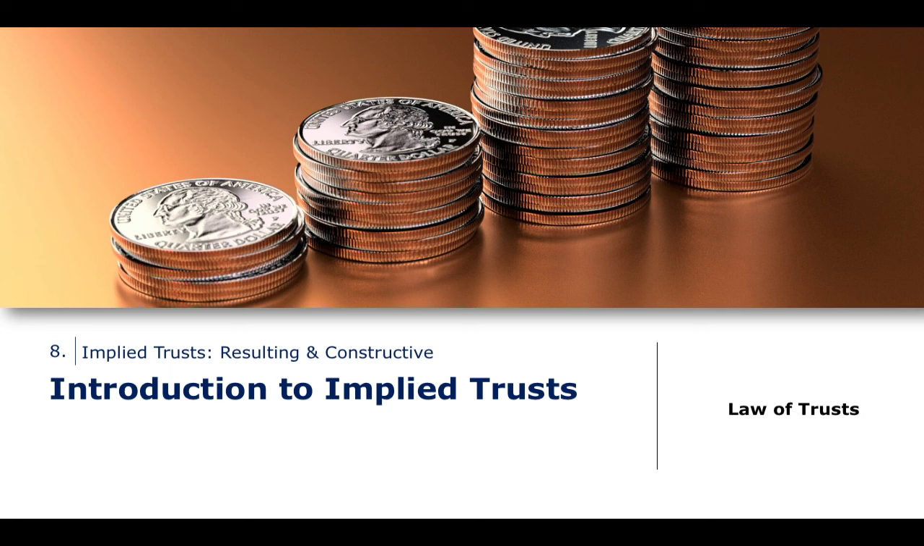This lesson is going to introduce topic number 8 of our videos, looking at the various different types of trusts and the ways in which the law operates within them. This video specifically is going to be taking an introduction to the concept of the implied trust. Now, topic number 8 is going to concern itself with two different types of implied trusts. The two main types of implied trusts, as you would imagine, being resulting trusts on the one hand and constructive trusts on the other.